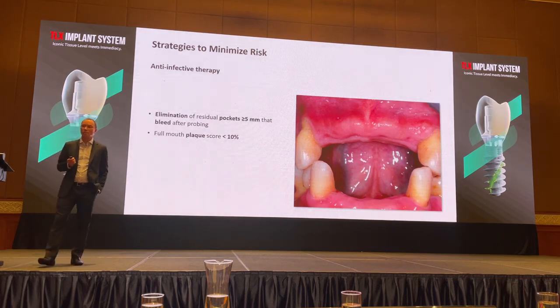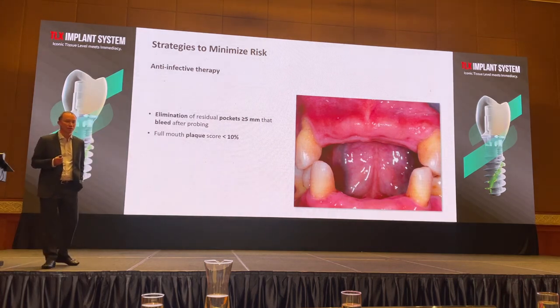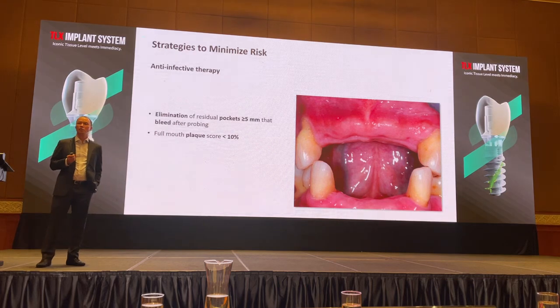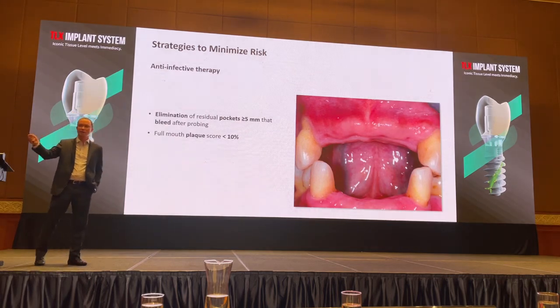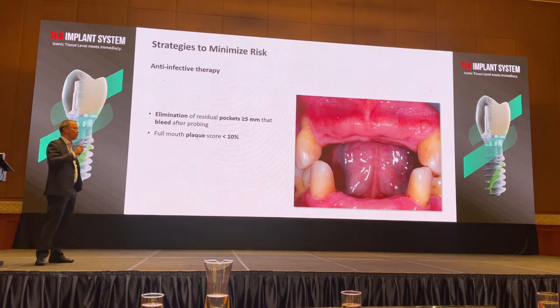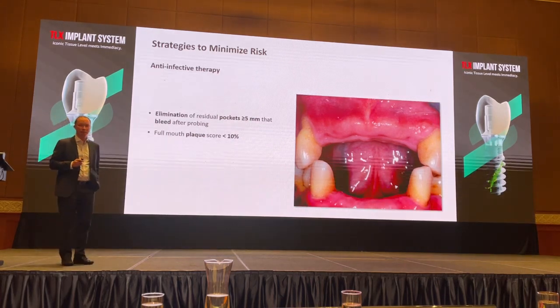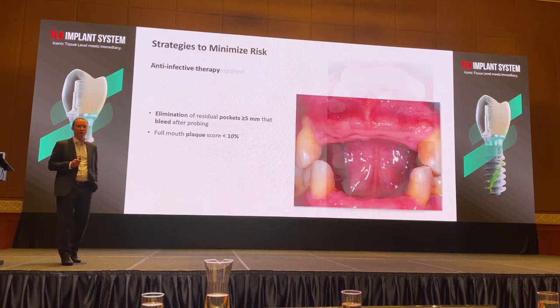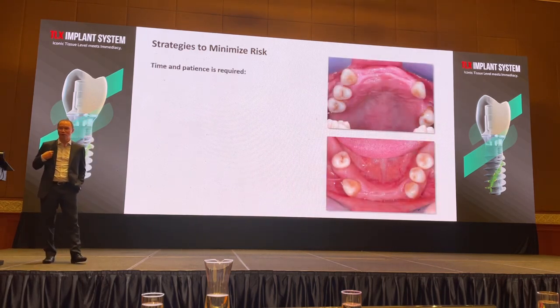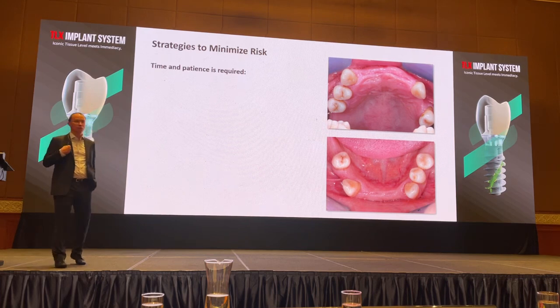Eliminate the residual pockets. If you can't eliminate the pockets by treatment, then we do it surgically. If you can't do it surgically because of access, we need to think about removing those teeth, because they are reservoirs of bacteria which can affect the teeth and affect the implant. You want a plaque score of less than 10%. Compliance. Patient needs to prove to you that they're compliant. Now this is the periodontist talking, not the implantologist. These are rules that I do not break.